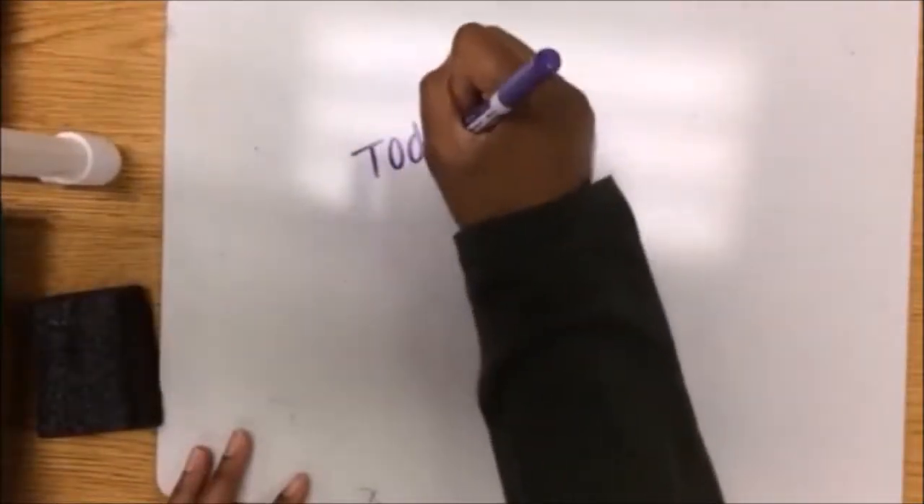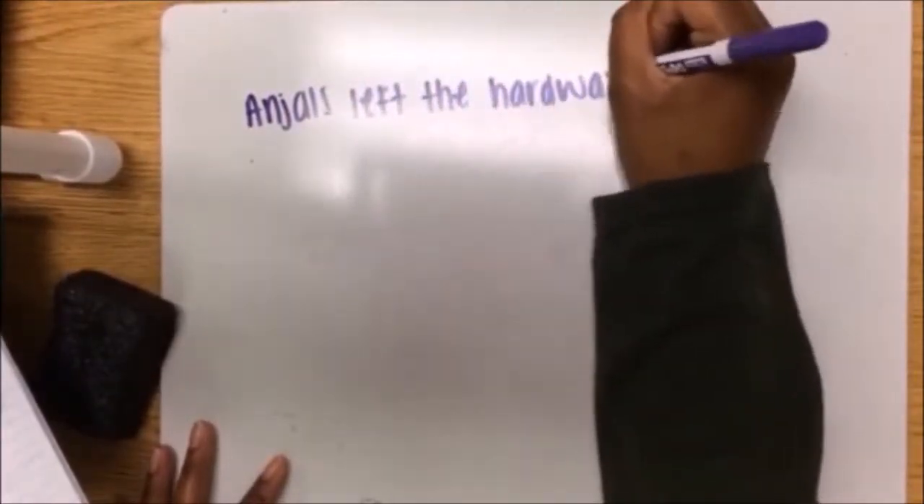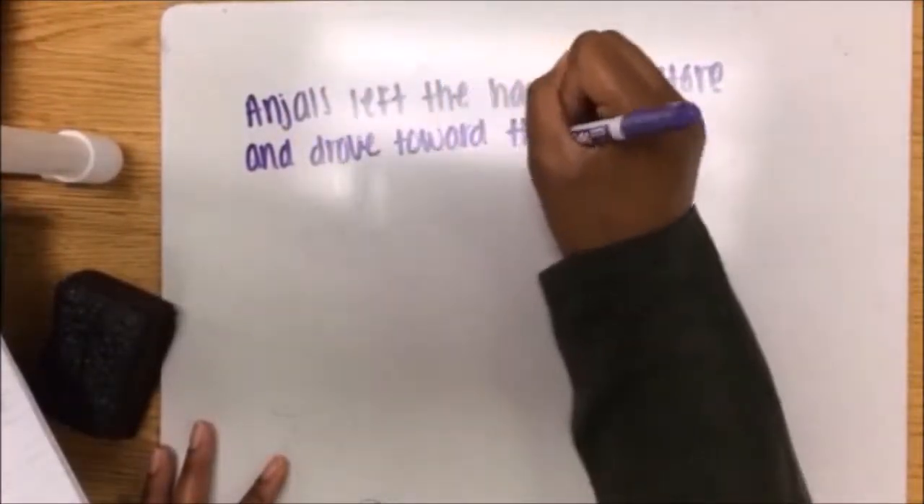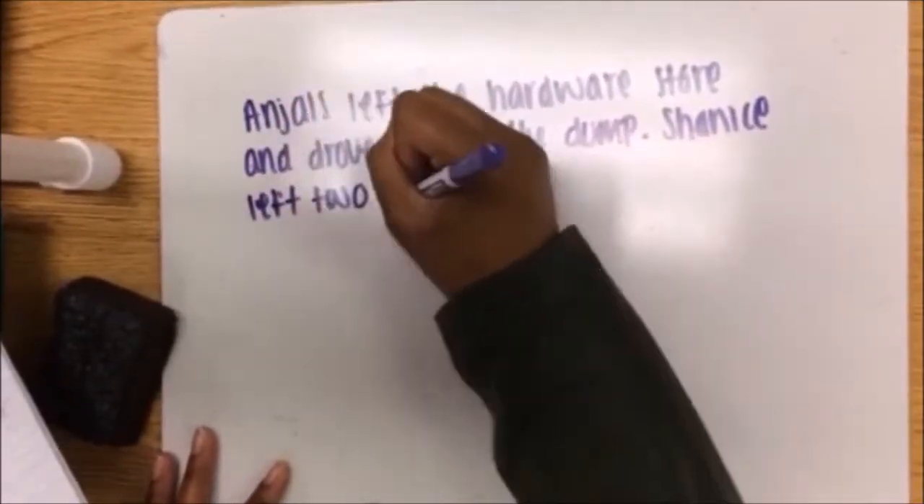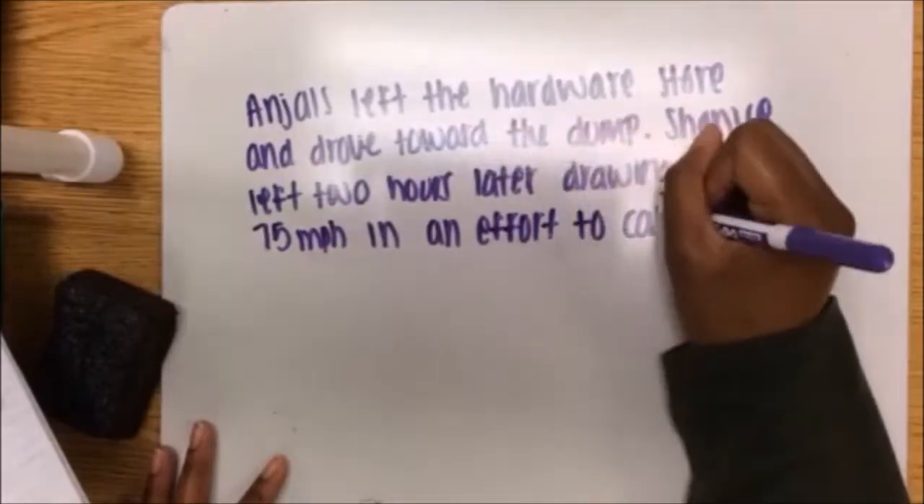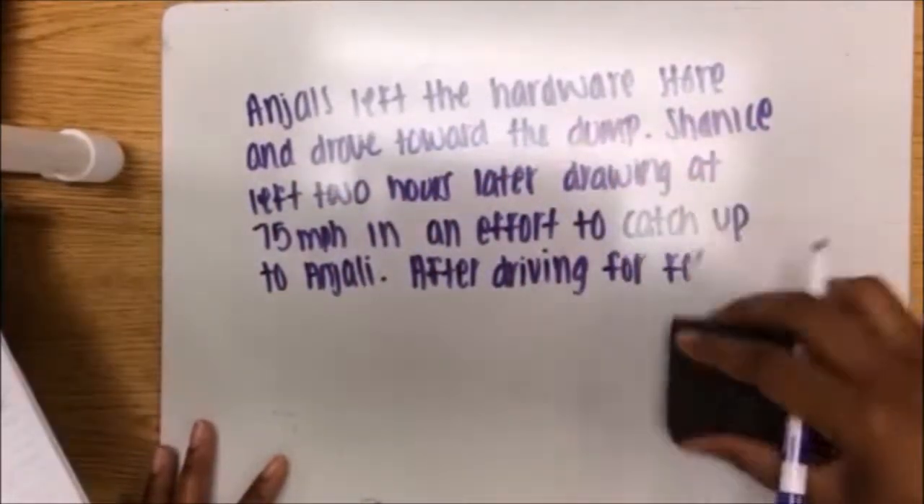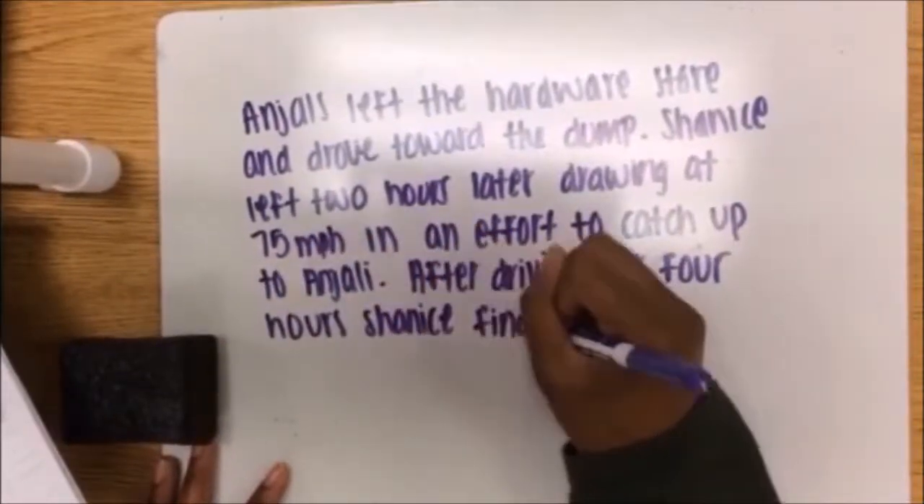Today's lesson is solving for rate word problems. Let's start off with this one. Anjali left the hardware store and drove toward the dump. Shanice left 2 hours later, driving at 75 miles per hour in an effort to catch up to Anjali. After driving for 4 hours, Shanice finally caught up. What was Anjali's speed?